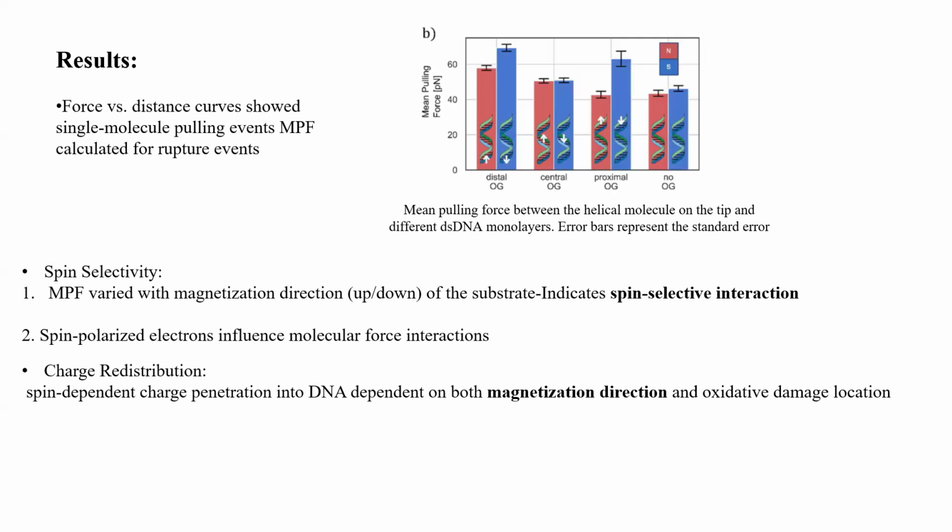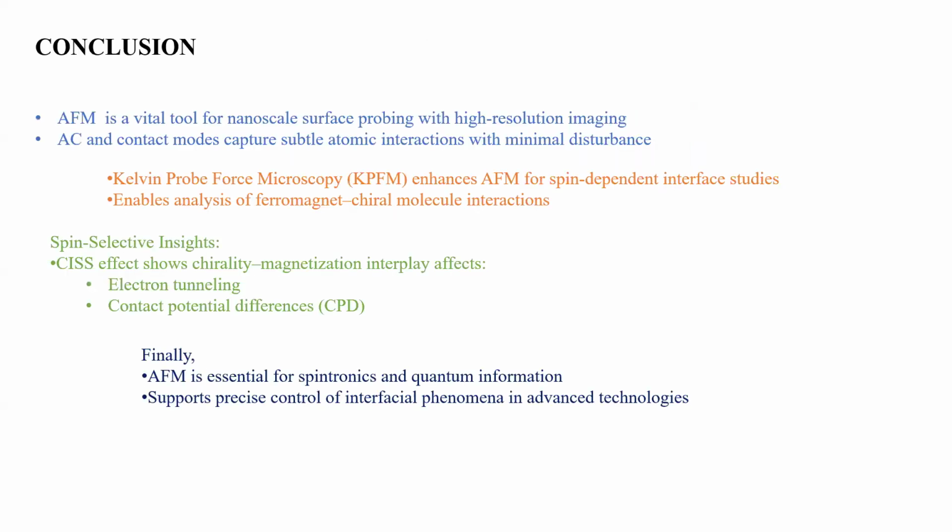So in conclusion, AFM is a vital tool for nanoscale probing. The two main methods that I have discussed here are AC mode imaging and contact mode imaging. In AC mode imaging, the Kelvin probe force microscopy studies tell us about the spin dependency, and in the other one, it gives insights about the spin selectivity. That is how chirality and magnetization work hand in hand.